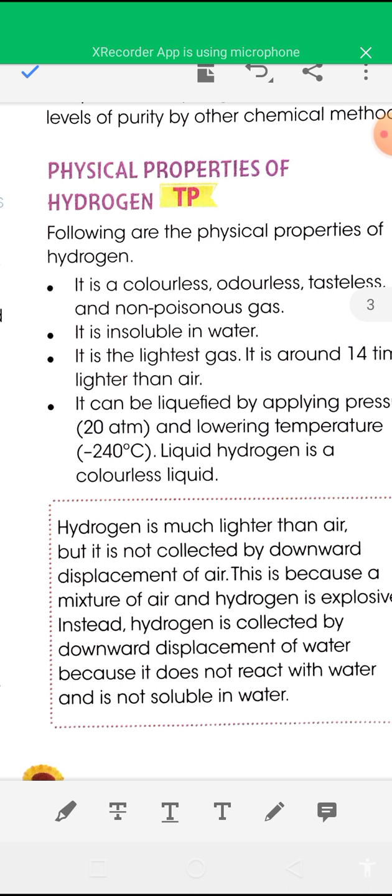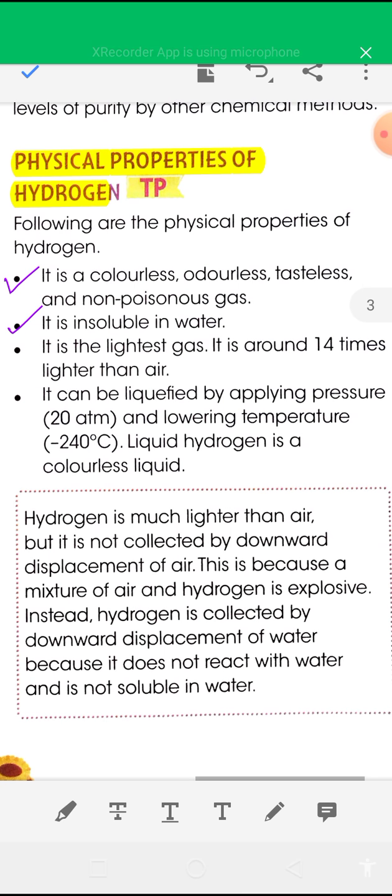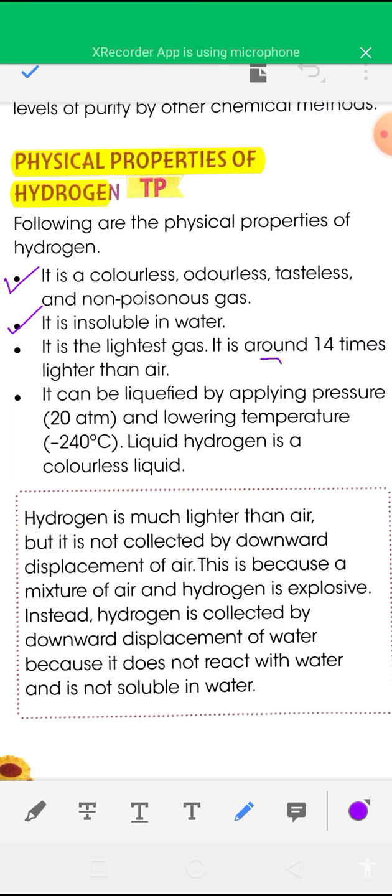Now see physical properties of hydrogen. Hydrogen is a colorless, odorless, tasteless and non-poisonous gas, and it is insoluble in water. It is the lightest gas, and it is around 14 times lighter than air. Hydrogen can be liquefied by applying 220 atm pressure and lowering the temperature below minus 240 degrees Celsius.